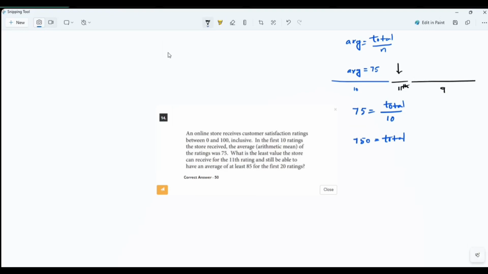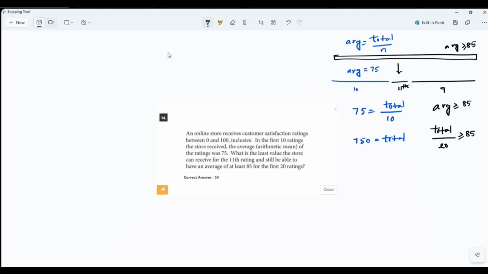So the average for the first 20 is how much? At least, the average is greater than or equal to 85 is what they're saying. At least 85. So how do you find out the average again? If the average of the first 20 ratings is at least 85, you need to figure out the total of the first 20 ratings divided by 20, that is greater than or equal to 85.